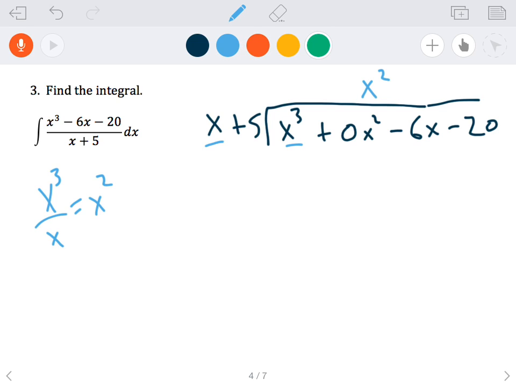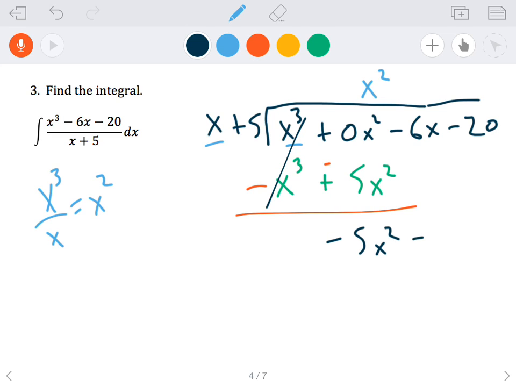And then I'm going to multiply x squared times x plus 5. That will give me x cubed plus 5x squared. But I'm going to subtract that term. And that gives me negative 5x squared. Copy over the rest of it. Oh, that was bad. That's a 0. Now I'm asking the question, how many times does x go into negative 5x squared? The answer is negative 5x.